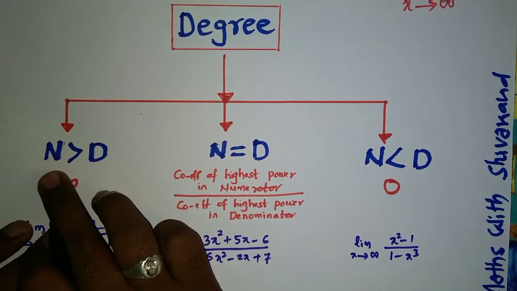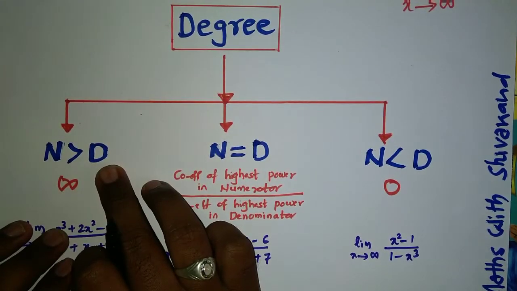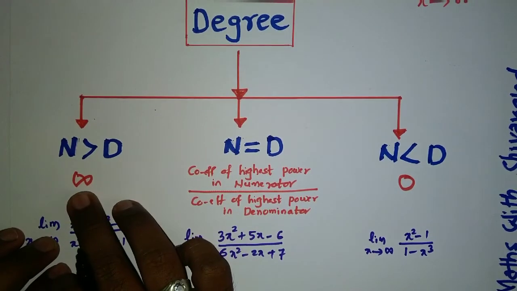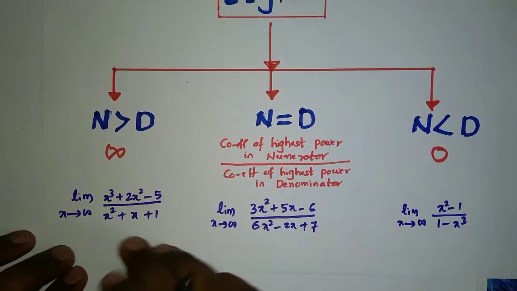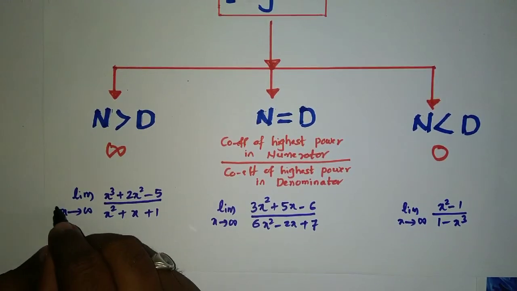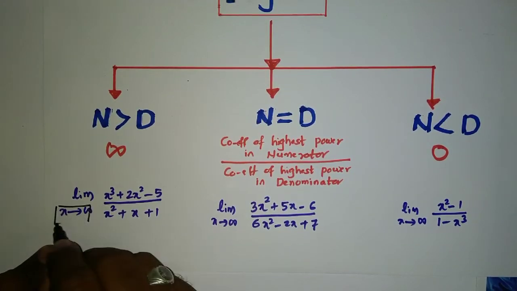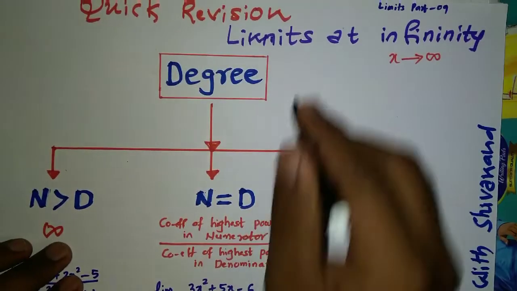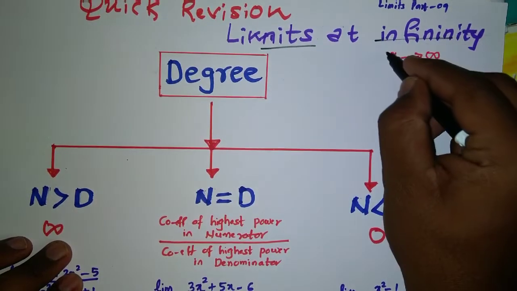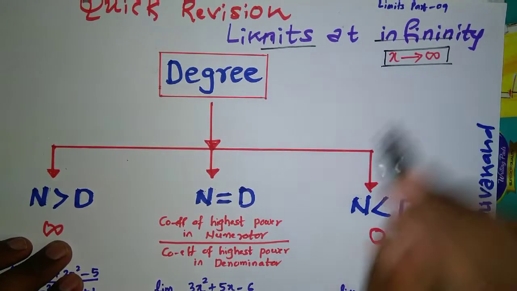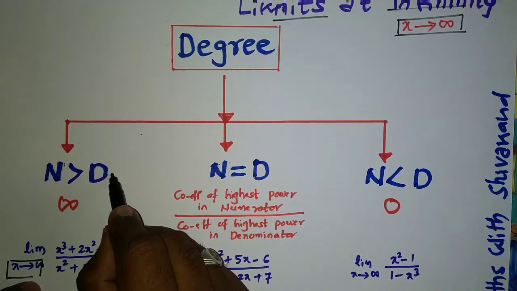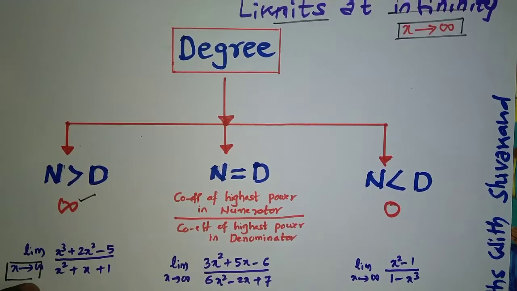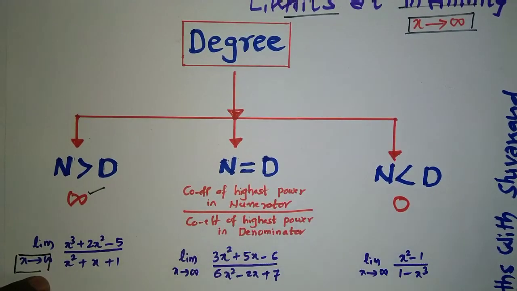If the degree of the numerator is greater than the degree of the denominator, in such a case your answer is always infinity. Example. Keep remembering the condition: limit x tends to infinity has to be there in all the cases. We are studying limits at infinity, limits x tends to infinity. If the degree of the numerator is greater than the degree of the denominator, your answer is always infinity.